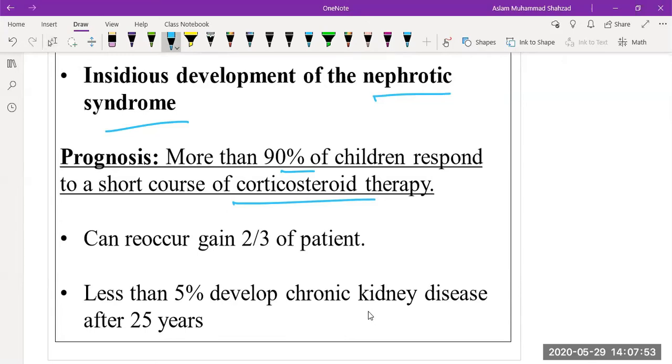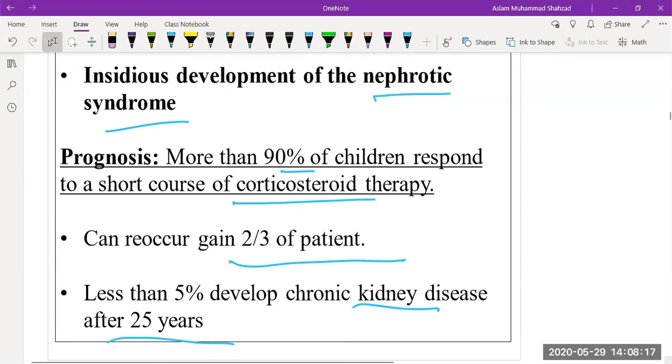It can reoccur or relapse in 2 to 3 patients, meaning the disease can occur again and again. Less than 5% develop chronic disease even after 25 years. And this is the big evidence showing that this disease occurs usually in children and rarely becomes chronic after 25 years, but can reoccur during childhood if somebody falls under this category.